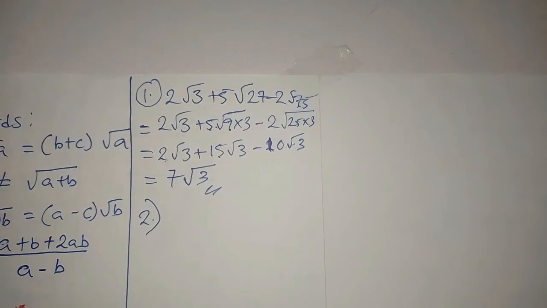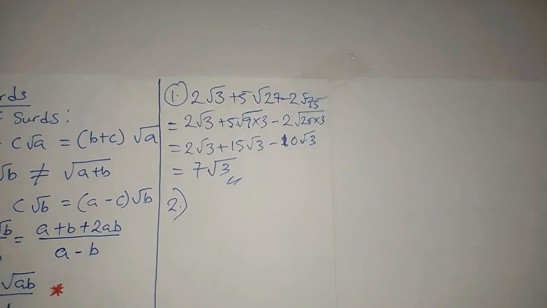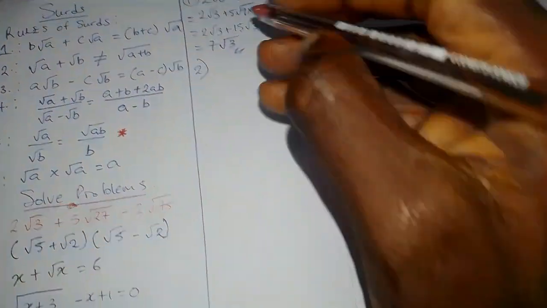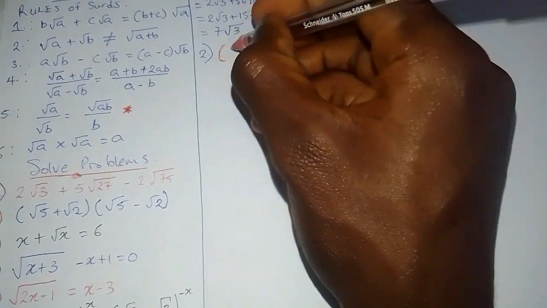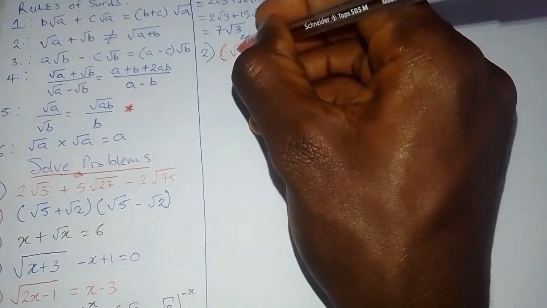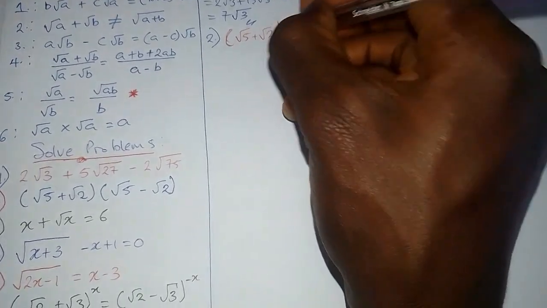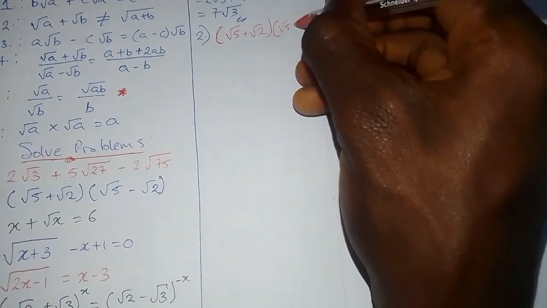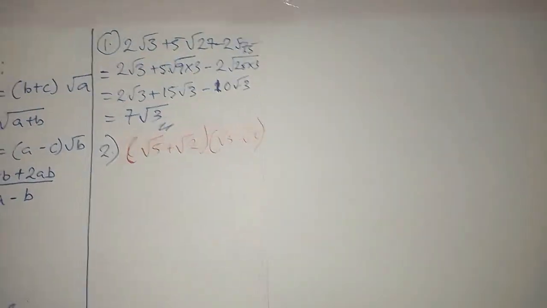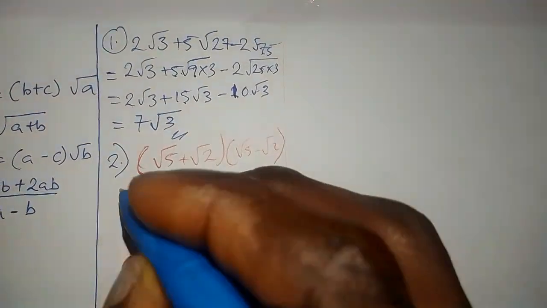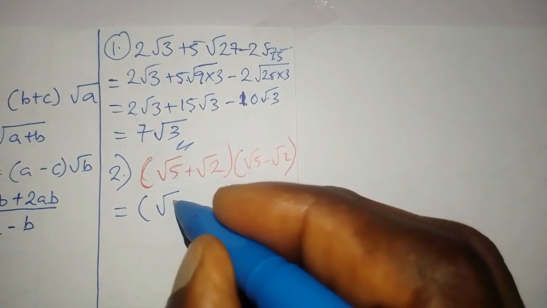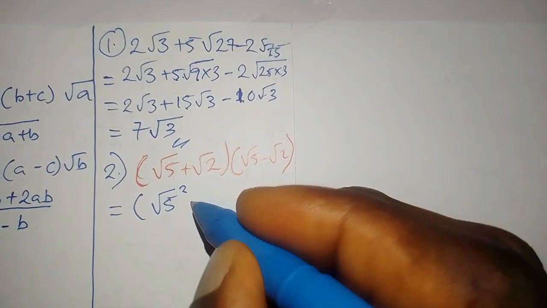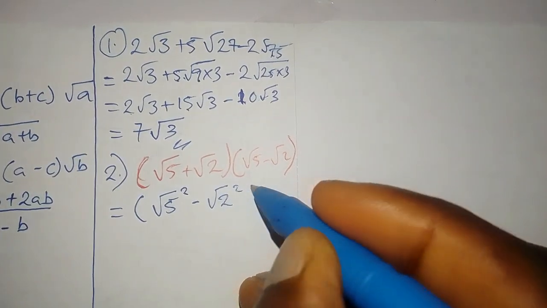Now for question 2, how do we go about it? You can see that the question is actually a product. We have open bracket square root of 5 plus square root of 2, multiplied by square root of 5 minus square root of 2. This actually looks like difference of two squares, which means we can say square root of 5 all raised to power 2 minus square root of 2 all raised to power 2.